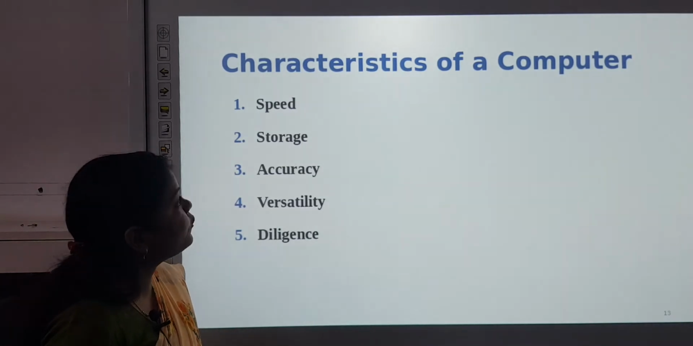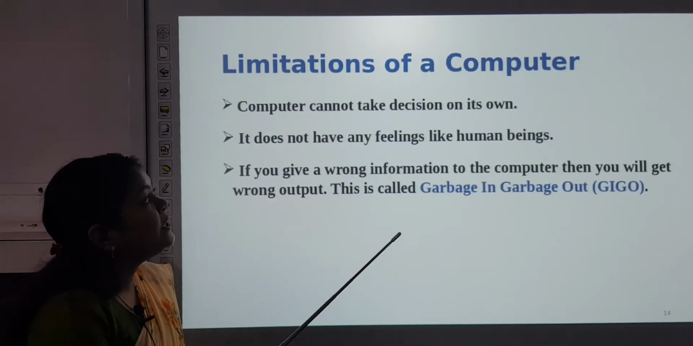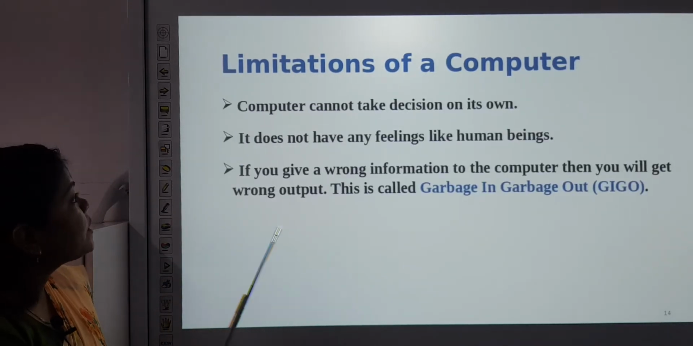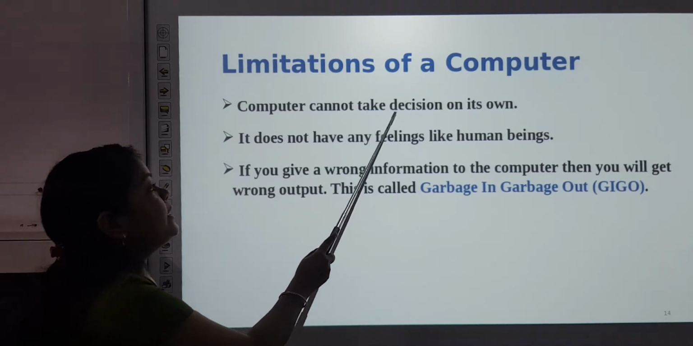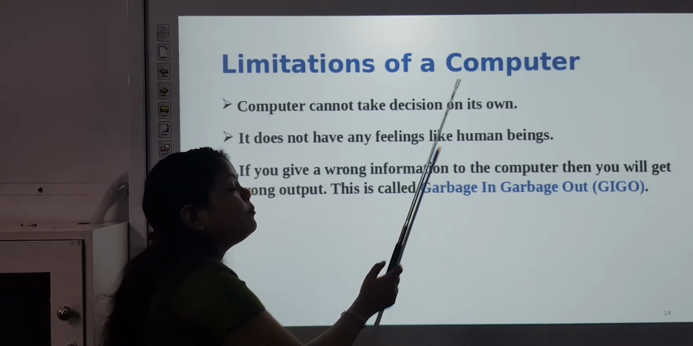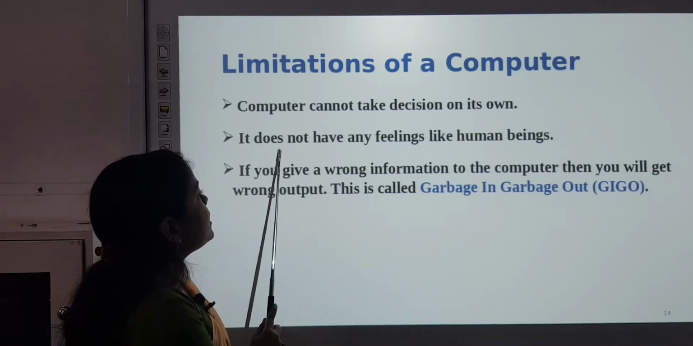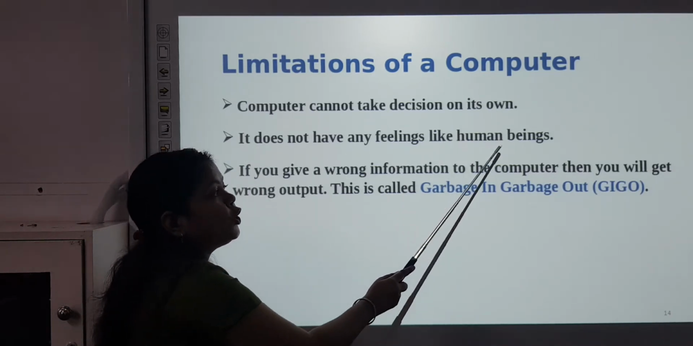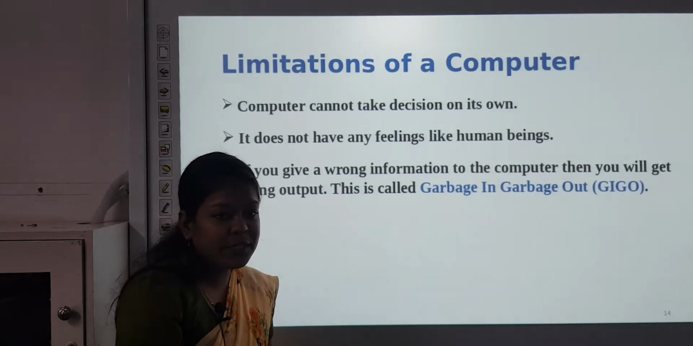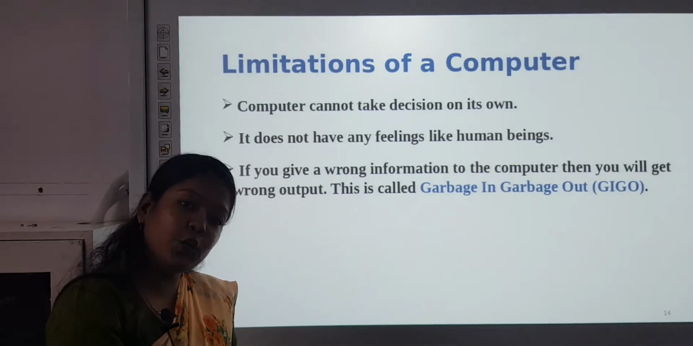So now we have to focus on the limitations of the computer. Computer cannot take decisions on its own because computer is a machine. Next, it does not have any feelings like a human being. Again, because it is a machine, it can't have feelings like human beings.